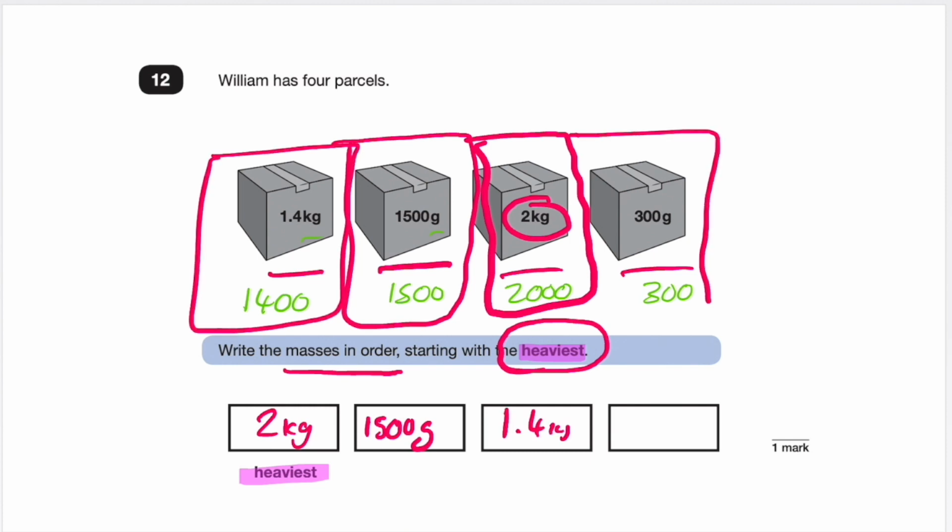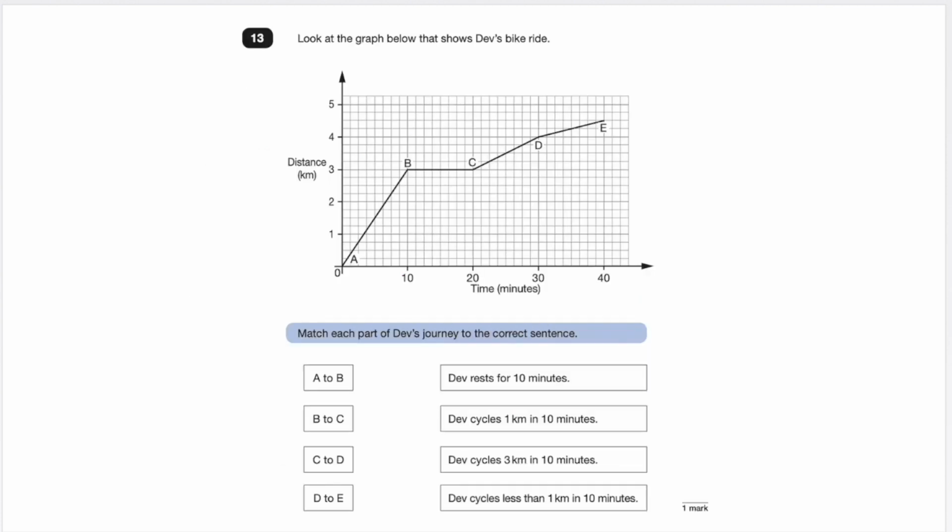And last but not least, the little box, 300 grams. Be careful with that labeling. Okay, question 13, a graph. I love a graph question.